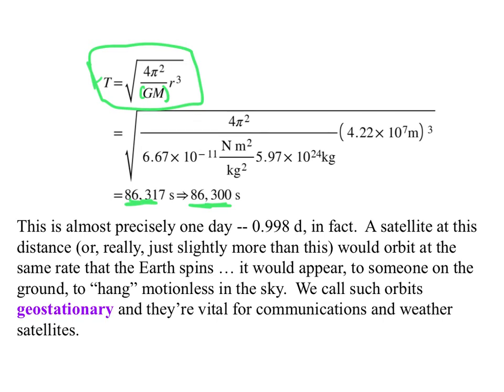86,400 seconds is 1 day. So this is something like 99.8% of 1 day. A satellite at this distance, or really just a little bit further out, would orbit the Earth at the same rate as the Earth spins, which means it would appear to someone on the ground to just hang directly above the point where it was, as long as it was over the equator.